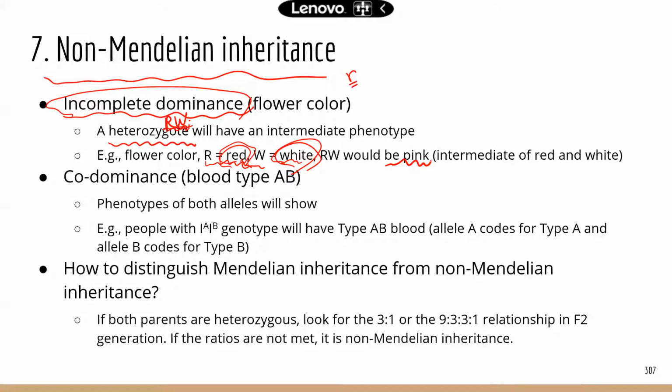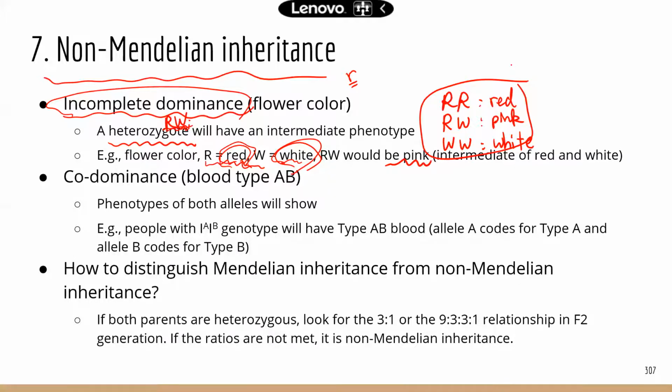So in incomplete dominance, you have three possible genotypes. You have RR, that's going to be plants with red flowers. RW, that's going to be plants with the pink flowers. And WW, that's going to be plants with white flowers. So that's all the possible genotypes and corresponding phenotypes.